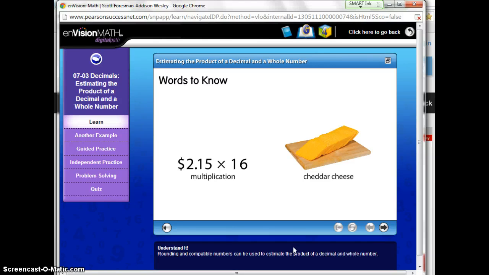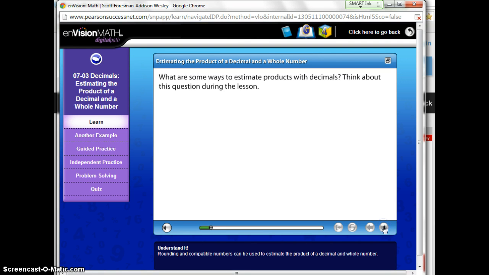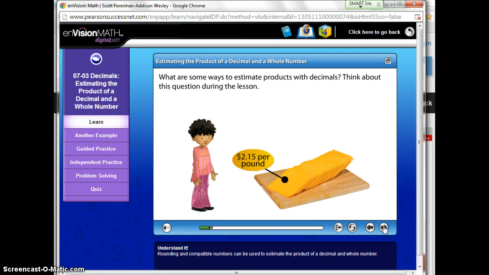We estimate to what, Aaron? To make things easier. So today's going to be an easy day because we're estimating. Question of the day: what are some ways to estimate our products when we have decimals? Decimals are a little bit trickier.